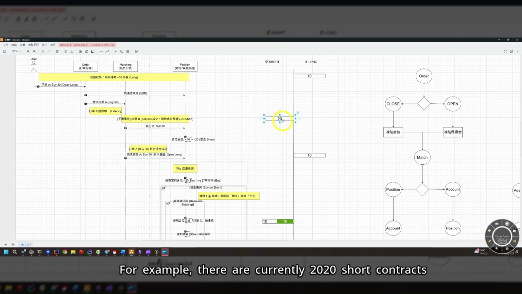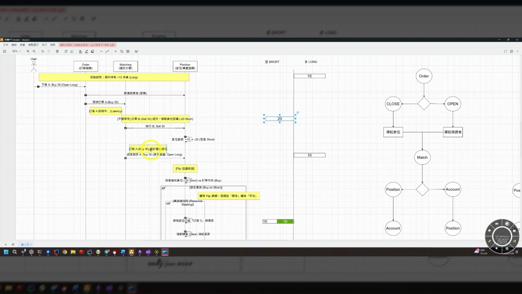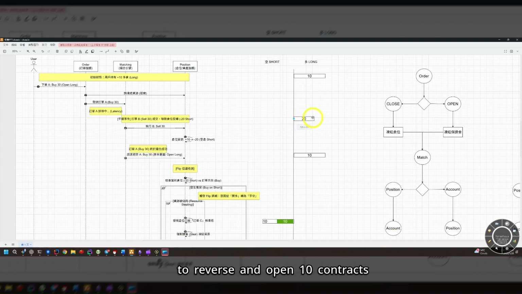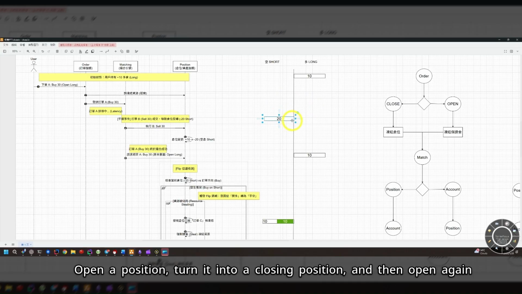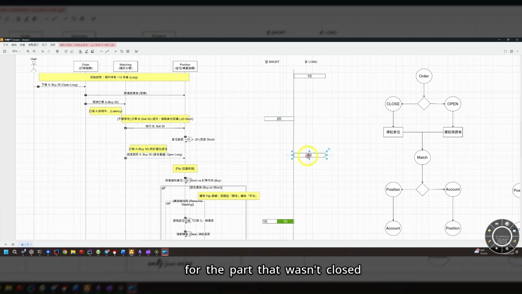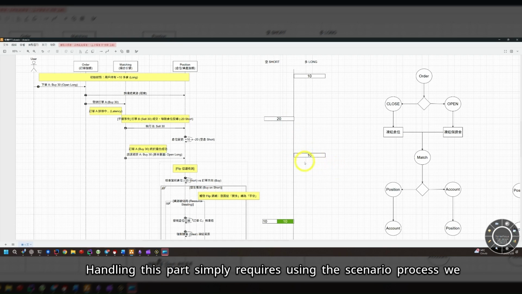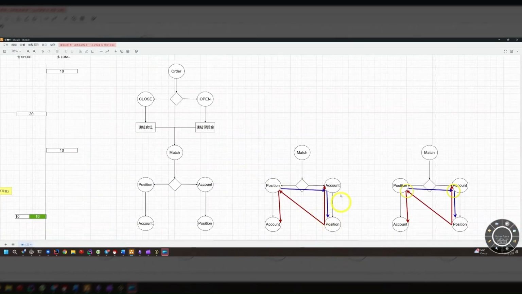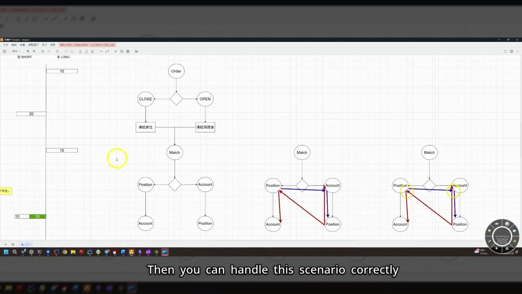For example, there are currently 20 short contracts, and he currently has 30 long contracts. So after closing 20, he needs to reverse and open 10 contracts. This is what's called the Phillips scenario. He needs to open a position, turn it into a closing position, and then open again for the part that wasn't closed. Handling this part simply requires using the scenario process we mentioned here to combine it. Then you can handle this scenario correctly.